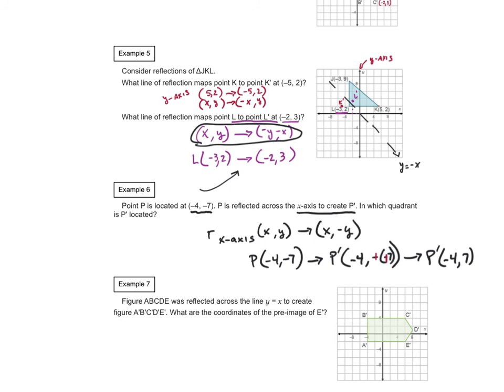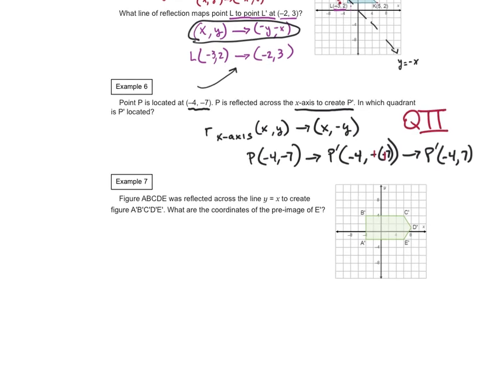And then we just think about where is, and I'm going to use this graph down here, negative 4, 7 would put me at negative 4 and a positive 7 right here, which is going to be quadrant number 2, because it is quadrant 1, 2, 3, 4. So quadrant 2 is going to be where that's located. So quadrant 2.